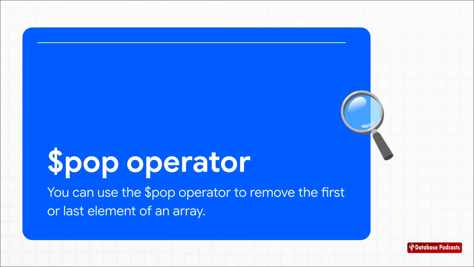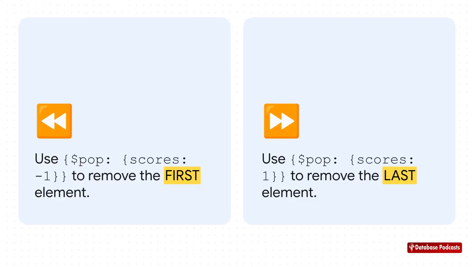For this job, MongoDB has the $pop operator. And the name says it all. It literally pops an element off one of the ends of the array. The cool part is you get to choose which end. The way you control this is super simple. To remove the first element from an array, from the front of the line, you use -1. To remove the last element, you use 1. It's a really intuitive way to trim your arrays.